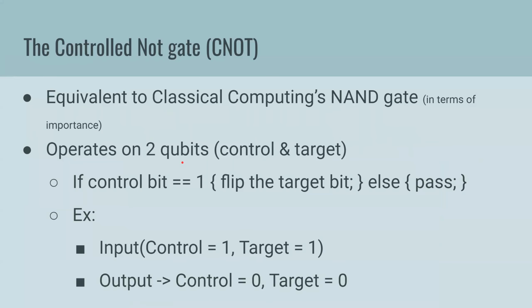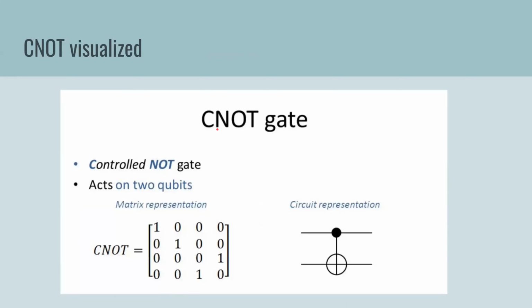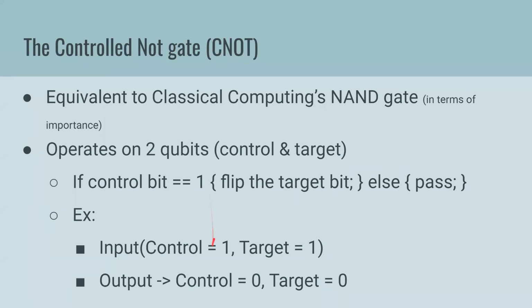And now we're going to jump into the controlled NOT gate. I was talking about the NAND gate in the beginning for classical computing. The C-NOT is basically quantum computing's version of the NAND gate. It is super important to build up quantum computers. It's a fundamental building block of quantum computing. And all it does is, it's better if I actually show an example. Yeah, I have an example right here.